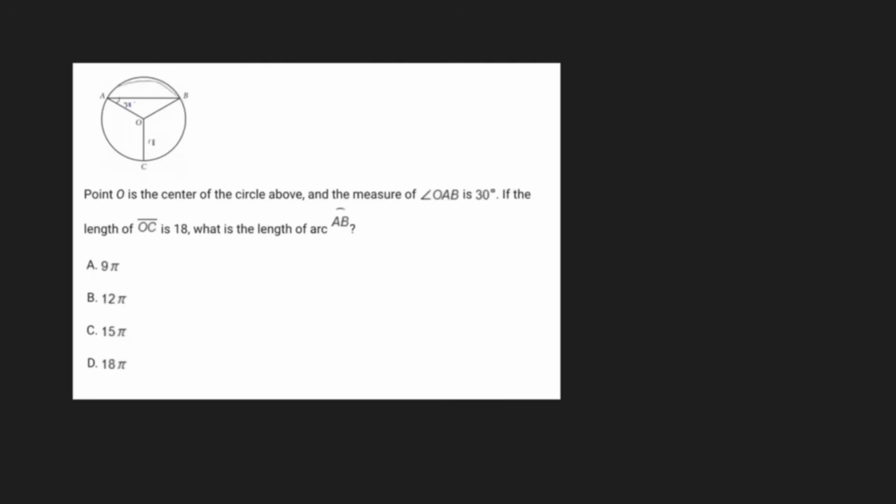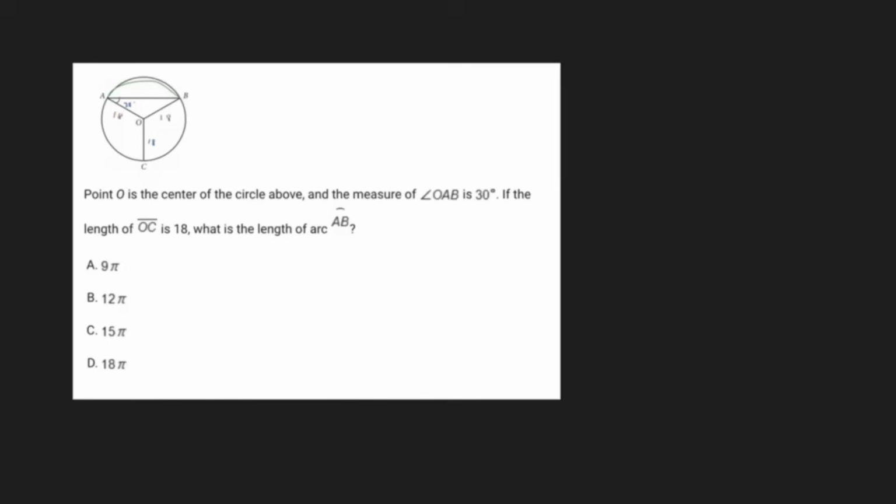Well, the first thing to note here is that OC represents the radius. Because OC goes from one point on the circle to the center, we know that the radius has a value of 18. The same thing happens from B to O, as well as A to O. Therefore the side length of AO is 18, and the side length of BO is also 18.